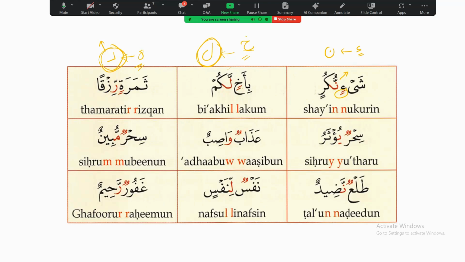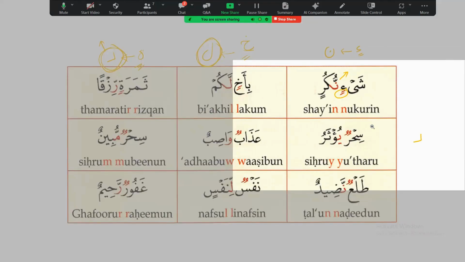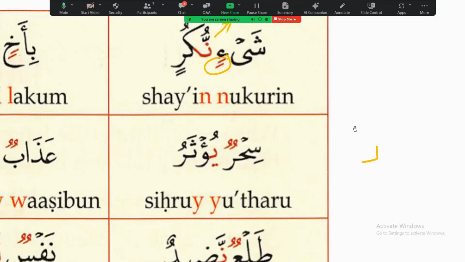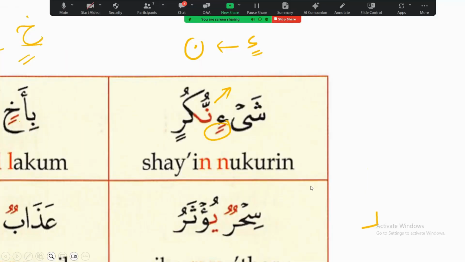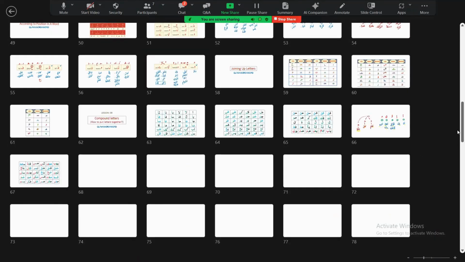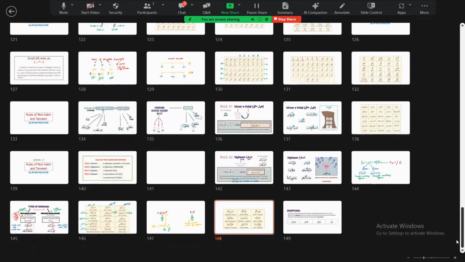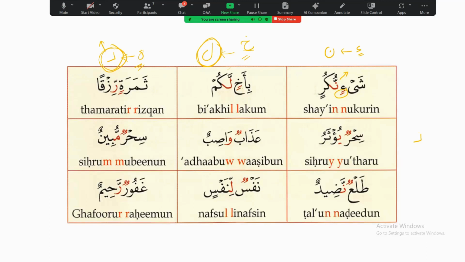And the next example, سحر يؤثر، سحر يؤثر. Here you see a tanween of dhammatain on raw letter here. Okay, so things have quite messed up. Let me just search this again. Okay, so here tanween of dhammatain, and after that you see letter ya here, right? So ya letter, let's see the type of idgham here.